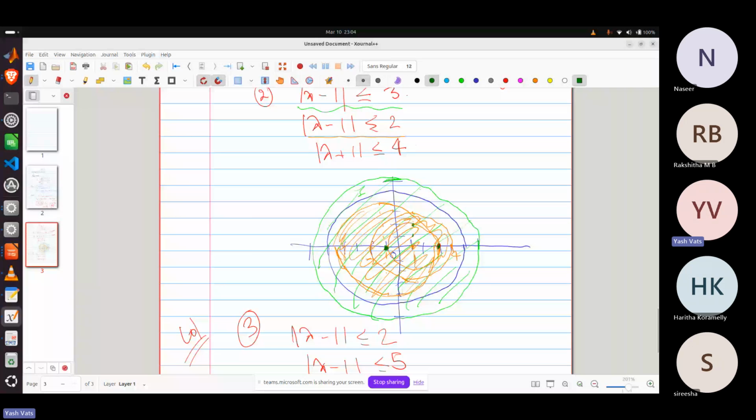And mod lambda minus 1 is less than equal to 5, then it would be the big region. So this is 1 actually. So 1, 2, 3, 4, 5, then this region. This is outer part kind of. 1, 2, 3, 4, 5 here. 1, 2, 3, 4, 5 here. So it's kind of this region.